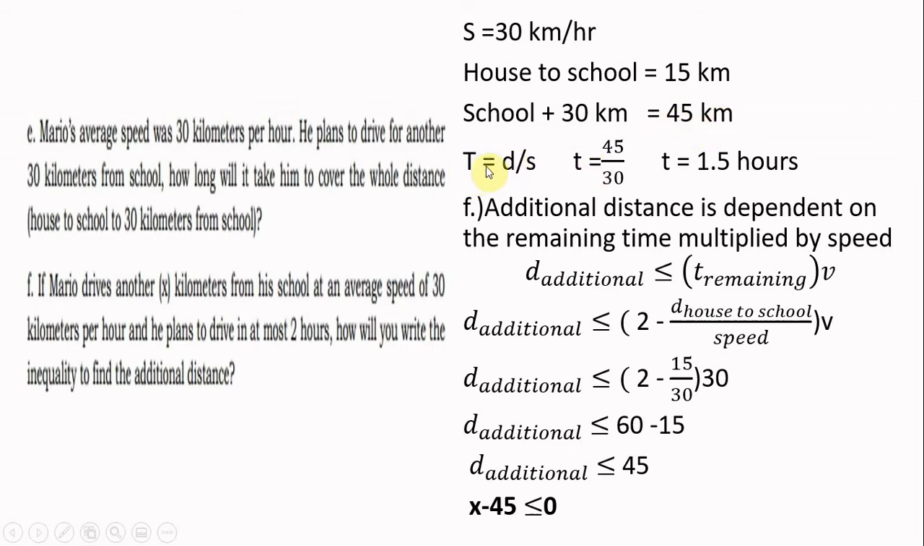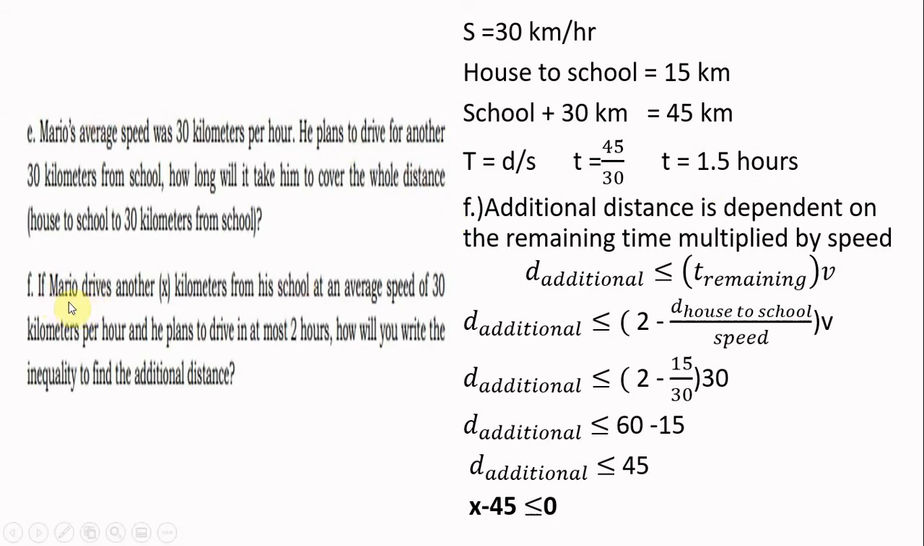Now, time is equal to distance over speed. So, therefore, time is equal to 45, the total distance he traveled, divided by the speed, 30. So, t is equal to 1.5 hours. Okay, it takes him 1.5 hours to cover the 45 kilometers.